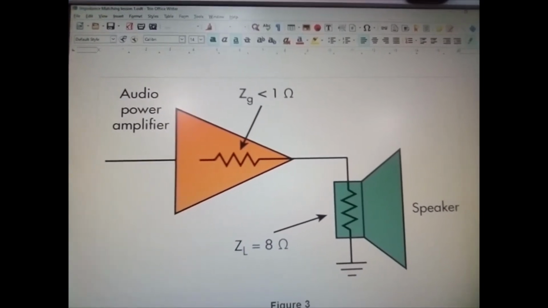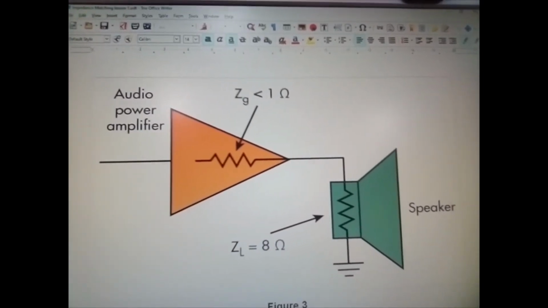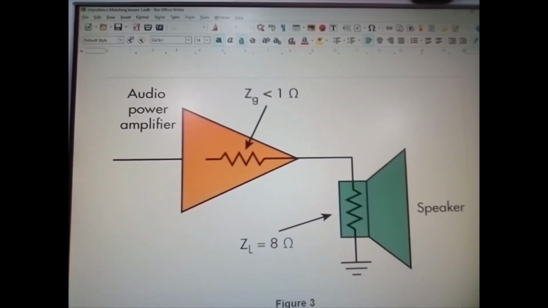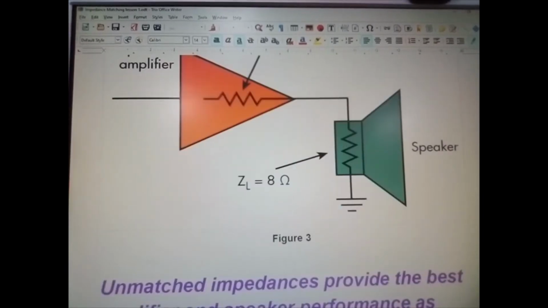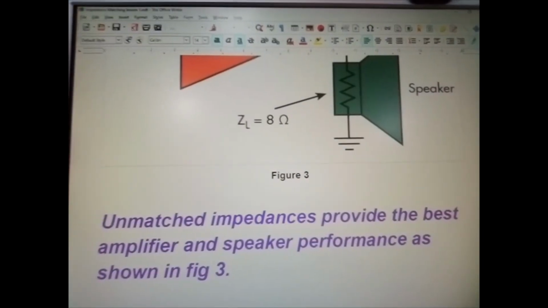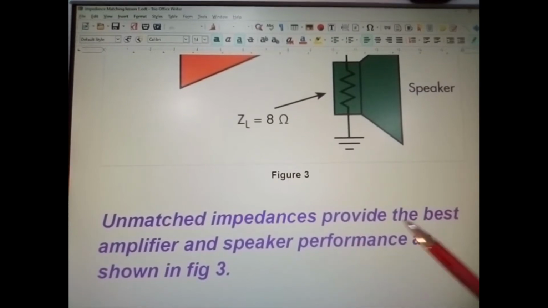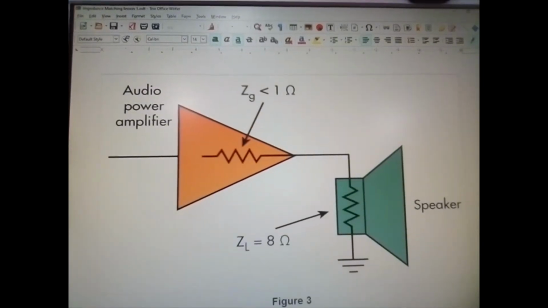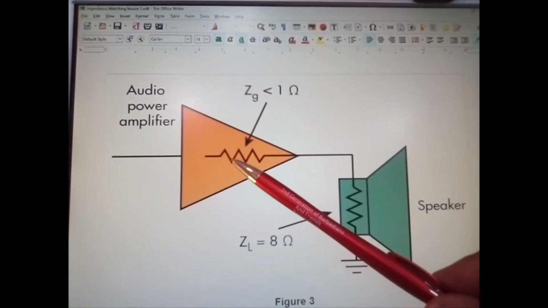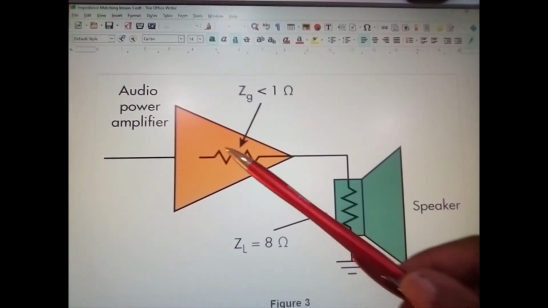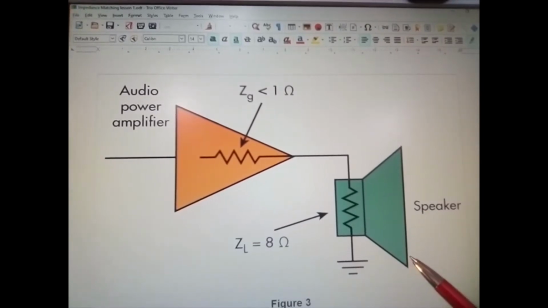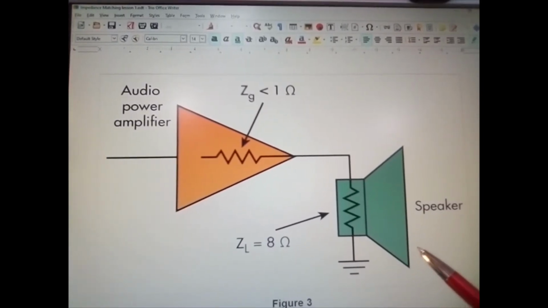Now again, remember, to understand some of these, you have to draw the diagrams out yourselves. Don't just take it as read from the screen, okay? Right, here we have an unmatched impedance to provide the best amplifier and speaker performance, as shown in figure 3. Now you can see here that the source is 1 ohm, and we've got the speaker at 8 ohms. This will now give us more efficiency so we can get the maximum output power to our speaker.